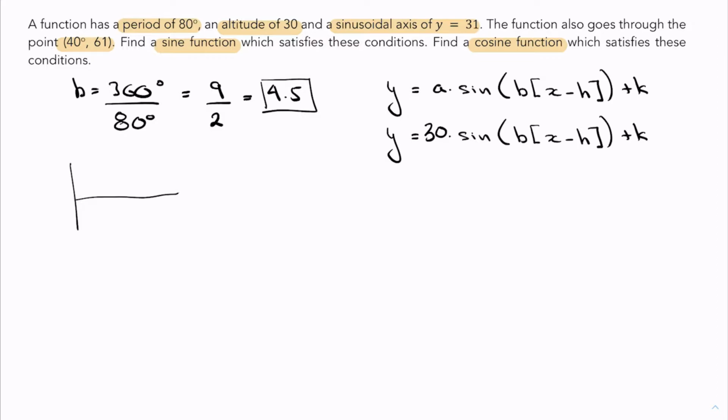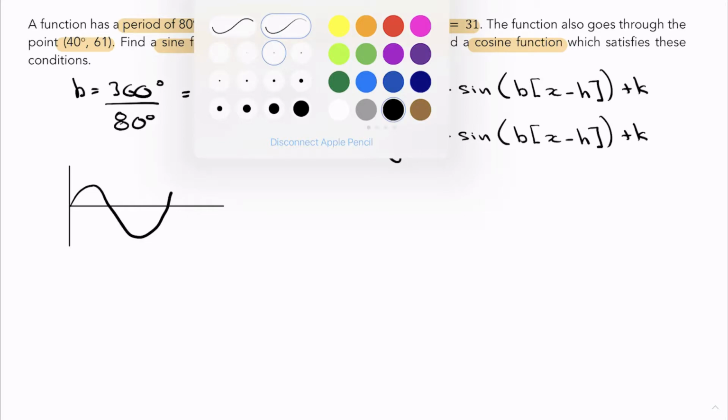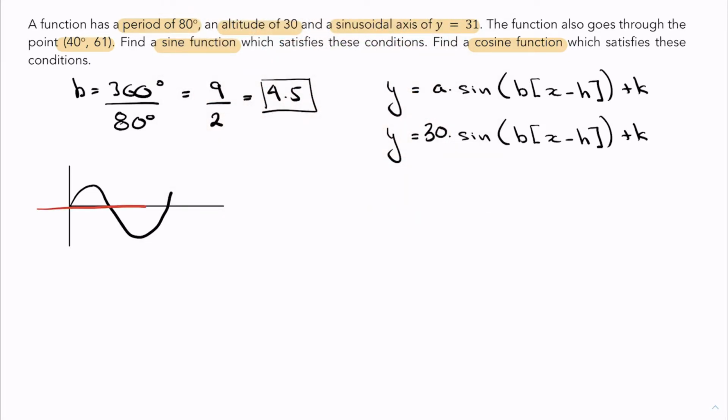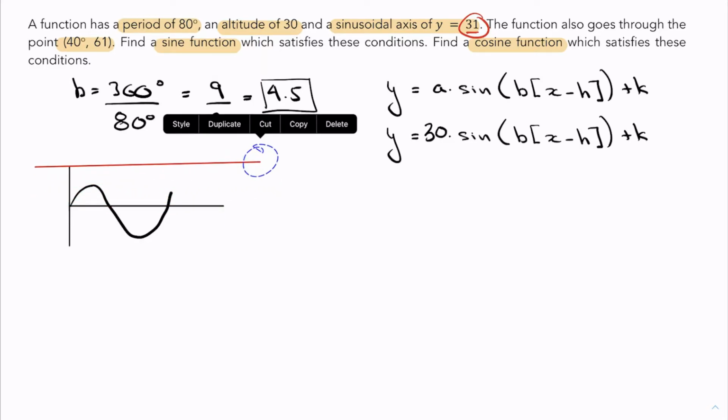Well, let me try that again. If this is our sine graph, okay, sine goes something like this. The sinusoidal axis is that line through the middle. So I'll do it in red here. So the line through the middle would be over here in this case. Okay. But because this is 31, this sinusoidal axis is going to be moved up here somewhere. Okay, wherever that is, 31.